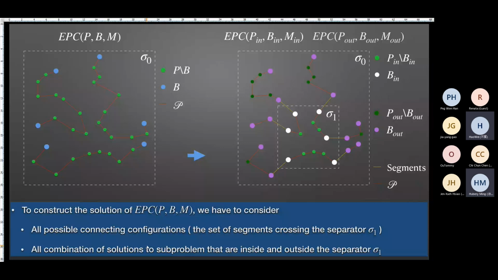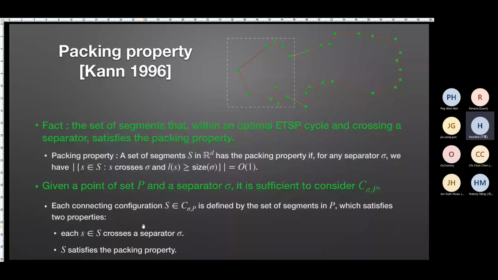Okay, let's discuss the first part. Before we discuss the upper bound of the number of connecting configurations, we have to discuss some packing property. Okay, what is the packing property?